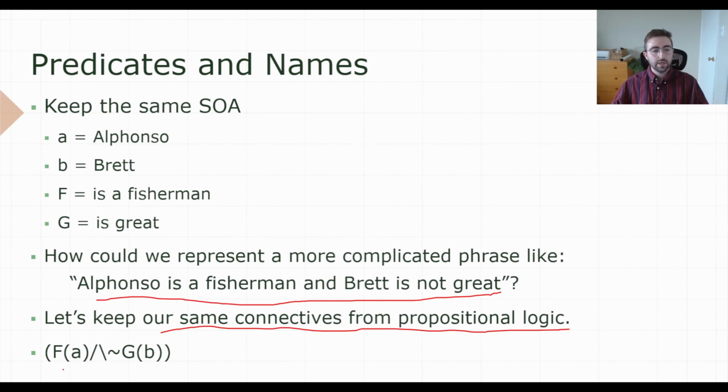So in this case, we'll get F and then little a in brackets. That'll tell us Alfonso is a fisherman, right? And then we have our not G, and then in little brackets b, which says Brett, is not, with the not symbol, great. So this comes out saying Alfonso is a fisherman and Brett is not great. So I hope this is starting to make sense, right?